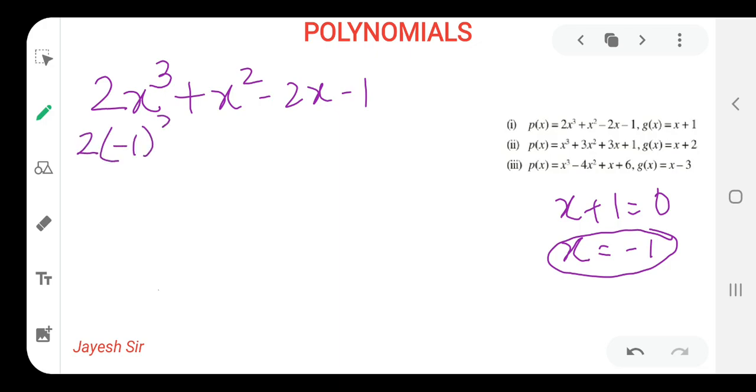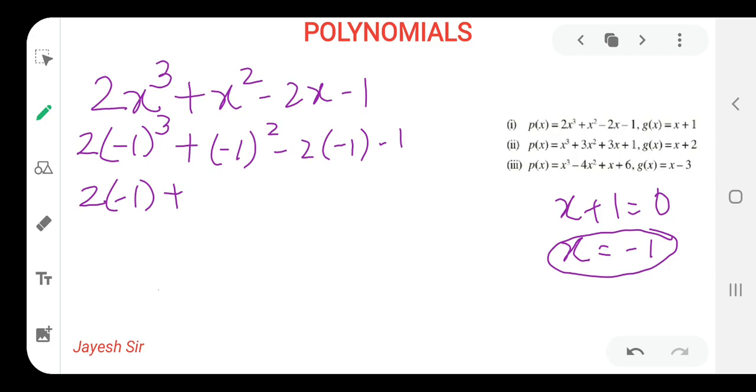So 2 times minus 1 cube, plus minus 1 square, minus 2 times minus 1, minus 1. Now minus 1 cube, as the power is an odd number, the value remains minus 1 only. So 2 into minus 1 as it is, plus minus 1 squared: as the power is an even number, the value becomes plus 1, so I'm writing 1 over here. Now minus 2 into minus 1: minus minus, as per our sign rule, have the same sign, so they result in plus 2. So plus 2 and minus 1 as it is.